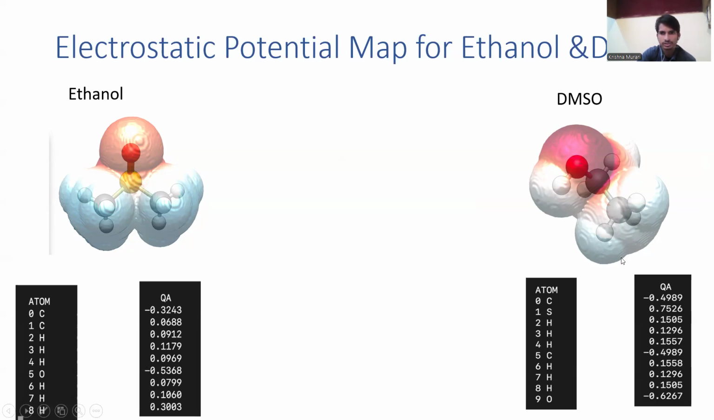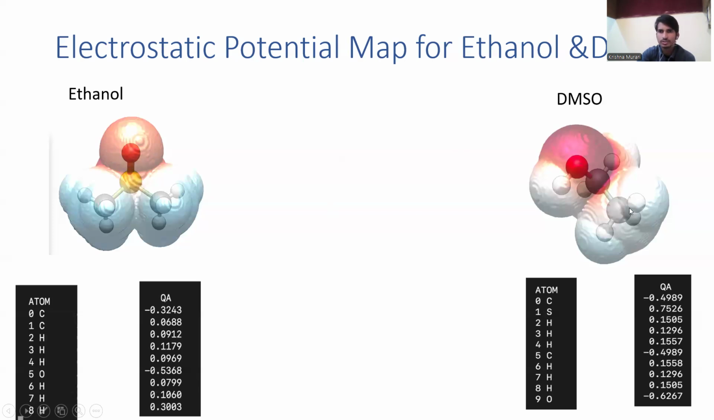This one is for ethanol and this one is for dimethyl sulfoxide. In ethanol, you can clearly see the partial charge on oxygen is coming out to be minus 0.5368, which is indicating that oxygen is the most electronegative atom present in this ethanol molecule, which can be clearly visualized using the electrostatic potential map. Here, oxygen is clearly in the region of red, which is clearly indicating it's more electronegative.